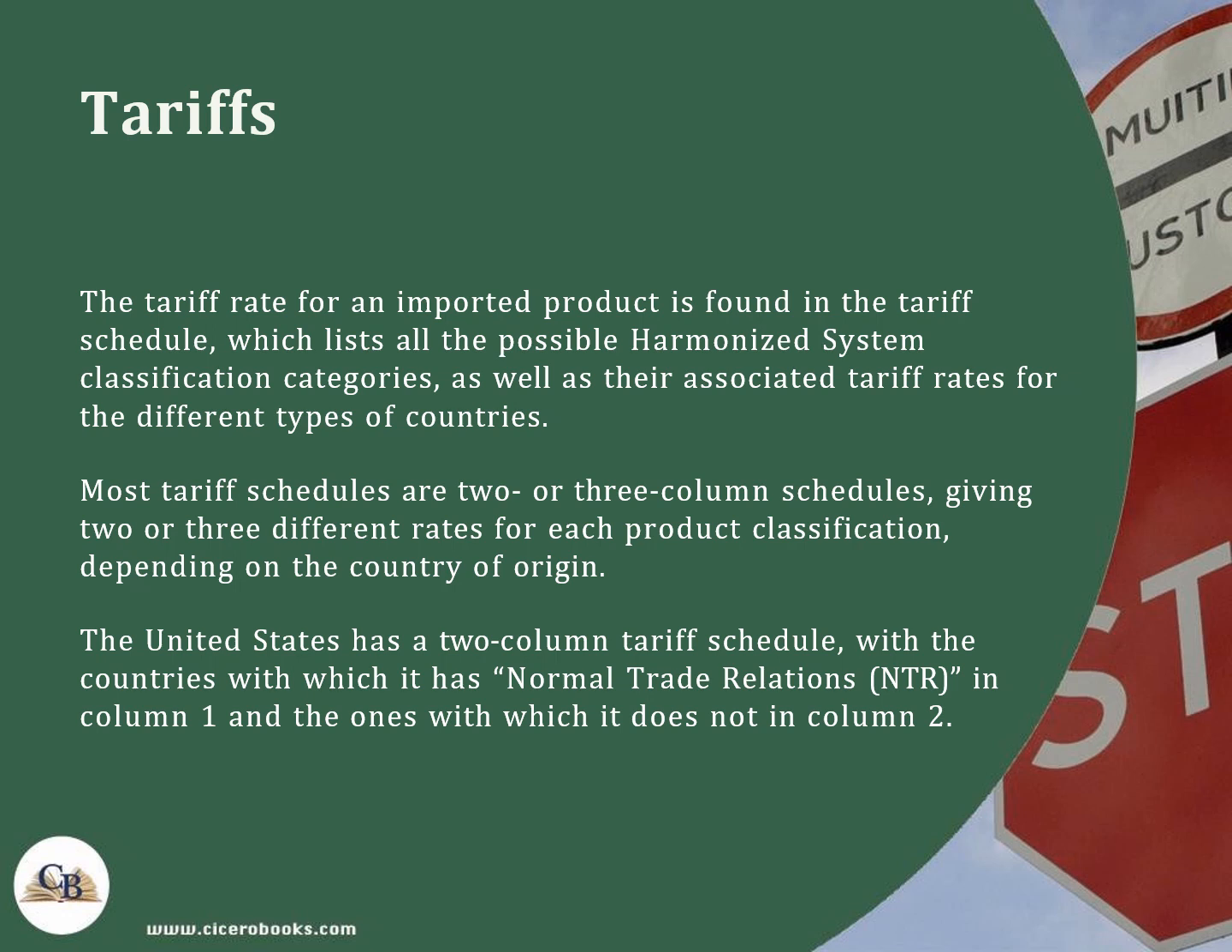Tariffs. The tariff rate for imported products is found in the tariff schedule, which lists all possible harmonized system classification categories, as well as their associated tariff rates for different types of countries. Most tariff schedules are 2 or 3 column schedules, giving 2 or 3 different rates for each product classification, depending on the country of origin. The United States has a 2 column tariff schedule with countries with which it has normal trade relations, or NTR, in column 1 and the ones with which it does not have in column 2.